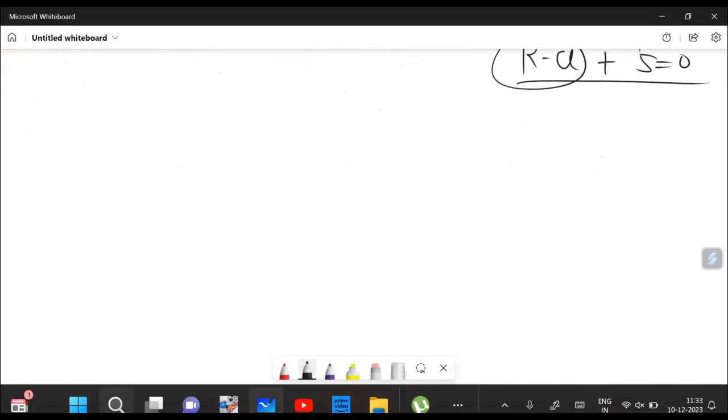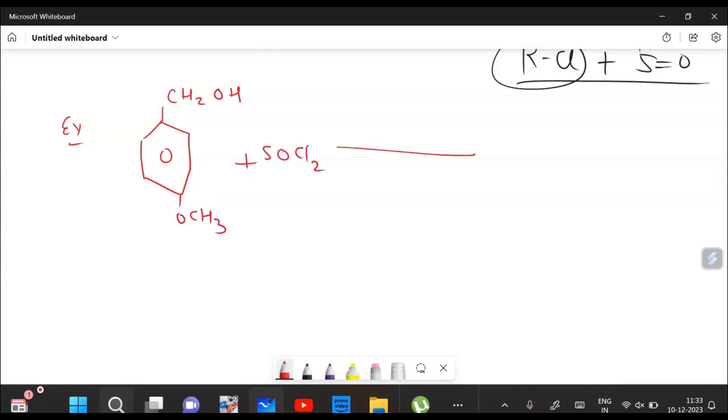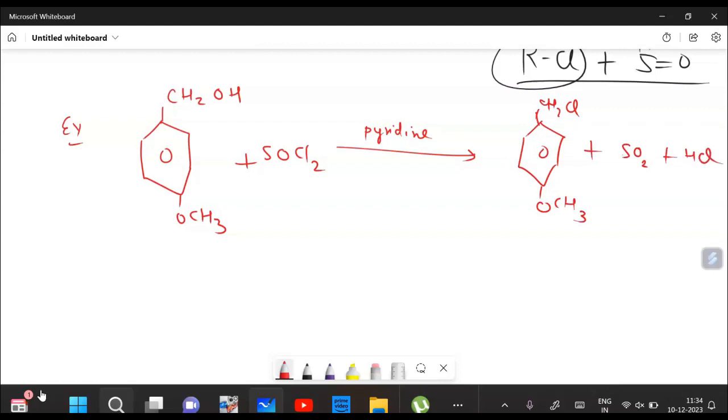The same reaction you can do like that also. Another example, you have SOCl2, pyridine, which is an organic base. In the presence of pyridine, it will form CH2Cl, and here the OCH3 will not change, plus SO2 plus HCl. So this is also a good example of it.